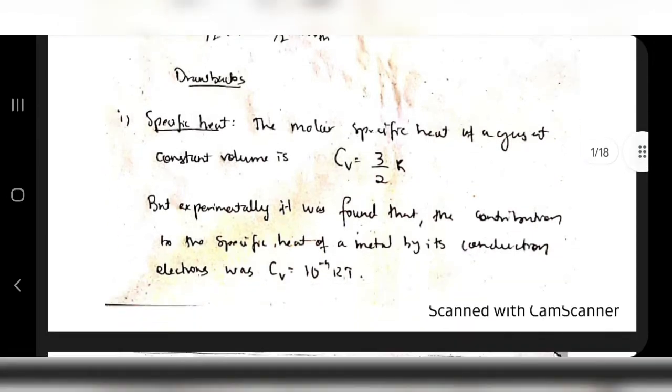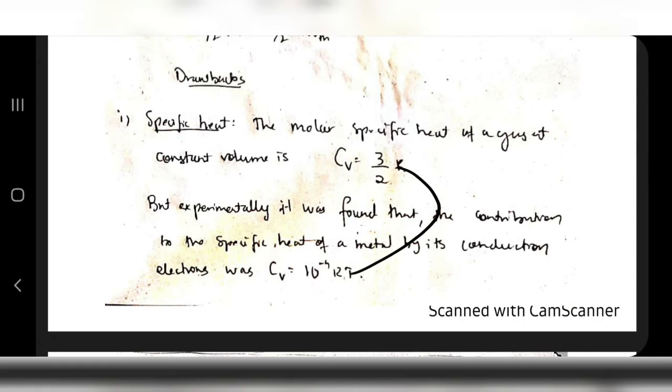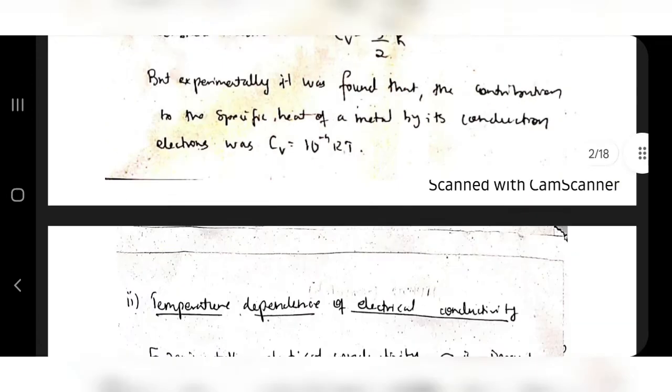There are 3 drawbacks in total. The first one is the specific heat. The molar specific heat of a gas at constant volume is Cv equal to 3/2 R. But experimentally it was found that Cv is equal to 10 power minus 4 RT. So these two values don't match. So that was the first drawback.